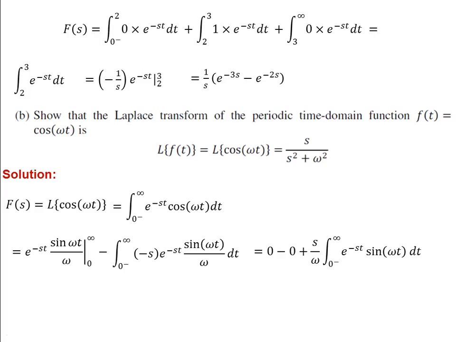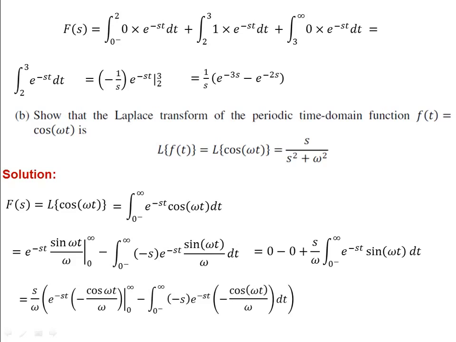Again, I need to further solve this integration by integration by parts. If I use the same approach, I will have this integration equal to s over omega times [e^(-st) times minus cosine omega t over omega from 0 to infinity, minus the integration from 0 to infinity of minus s e^(-st) multiplied by minus cosine omega t over omega dt]. If I substitute 0 and infinity in this function, I will have s over omega multiplied by 0 minus 1 over omega.